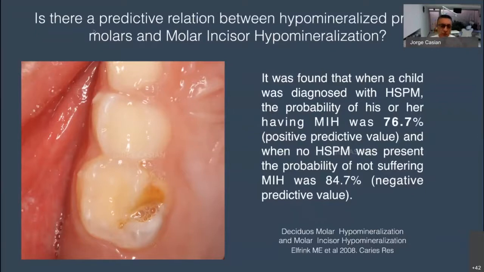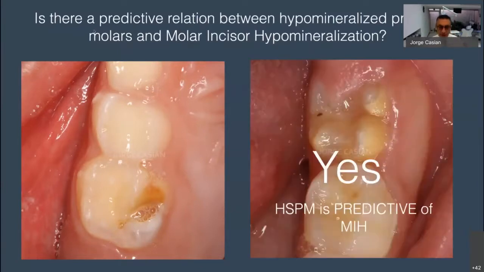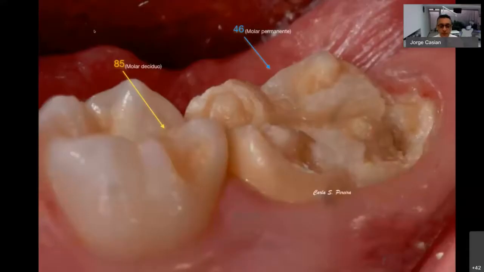Is there a predictive relation between hypomineralized second primary molars and molar incisor hypomineralization? The answer is yes. Hypomineralized second primary molars can be used as a predictor of molar incisor hypomineralization. Look at this second primary molar associated with a severely destroyed first permanent molar in a 7-year-old kid. That molar is still erupting and is completely destroyed.